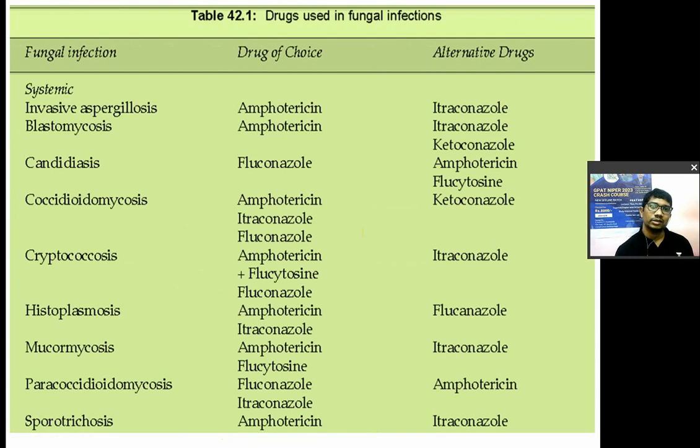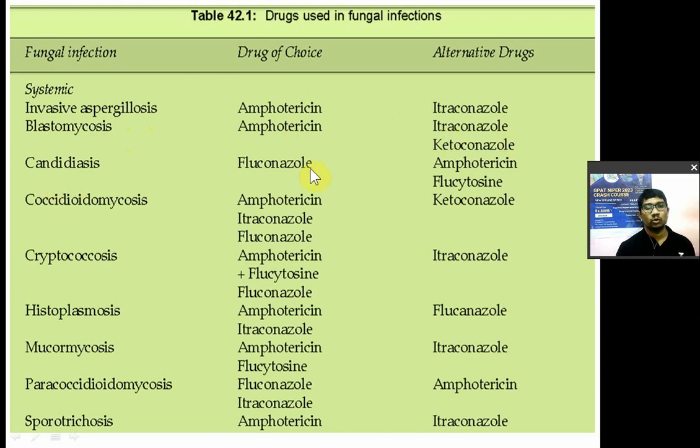Again, you can see drugs used in fungal infection. For systemic fungal infection, for example invasive aspergillosis, an Aspergillus fungus infection, the drug of choice is amphotericin B. If you cannot use amphotericin B, then itraconazole. So first drug of choice is amphotericin B, alternative drug is itraconazole. Blastomycosis is also the same. Amphotericin B is a drug of choice and itraconazole is the second drug.